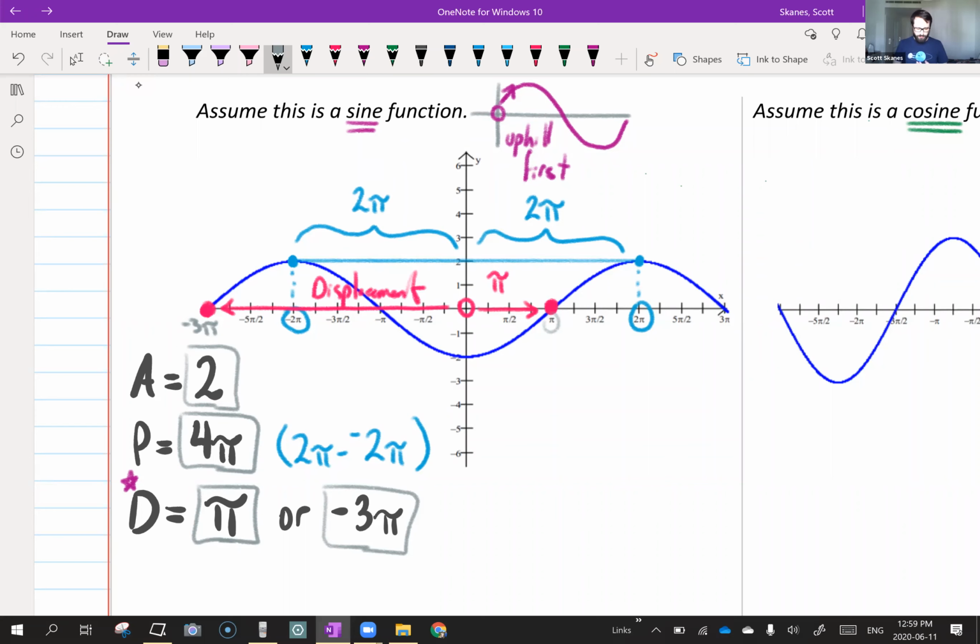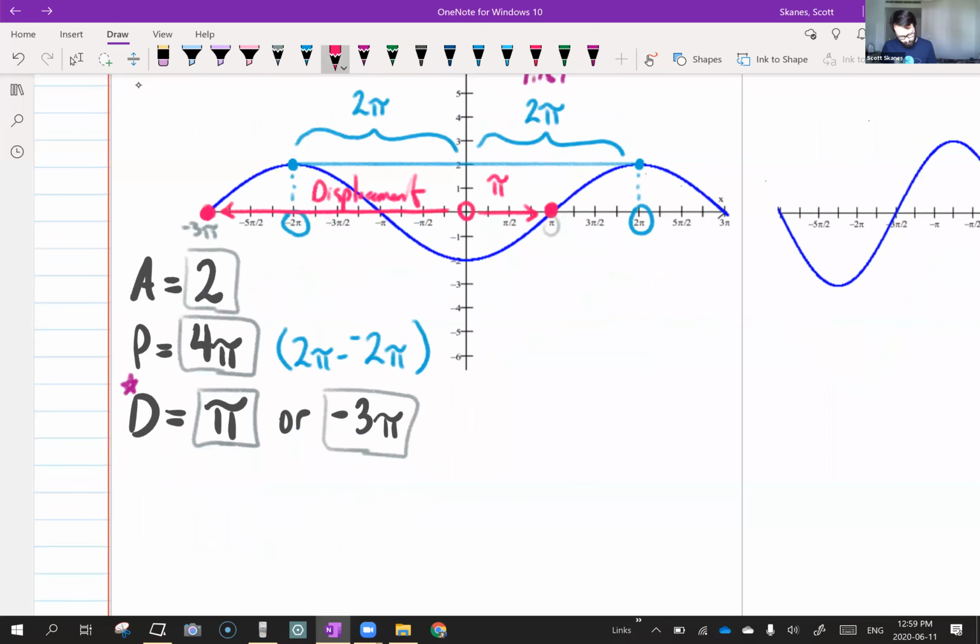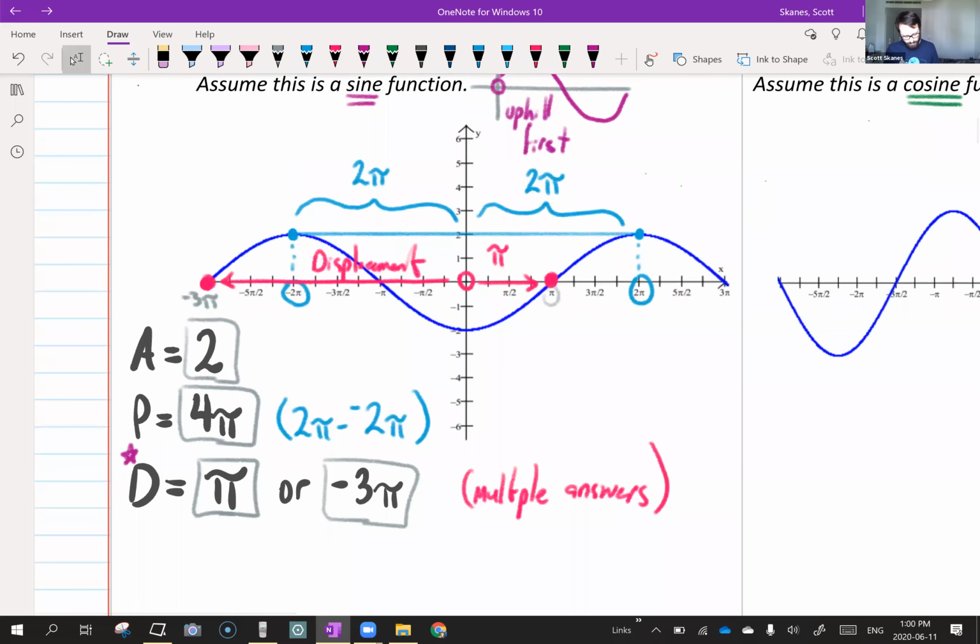So just be careful. There are multiple answers for displacement. On the test, because it'll be multiple choice, you'll pretty much just have the one answer. Just look carefully at the graph, see how much has been shifted. It makes a huge difference if it's sine or cosine because the displacement depends on it. Now, what you were saying, what if it was fractions?